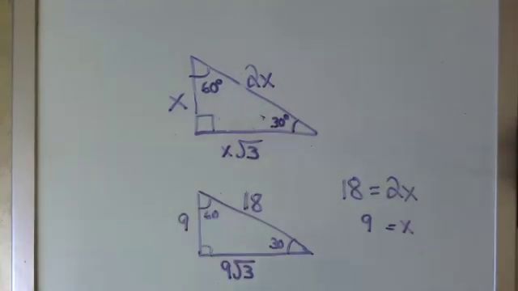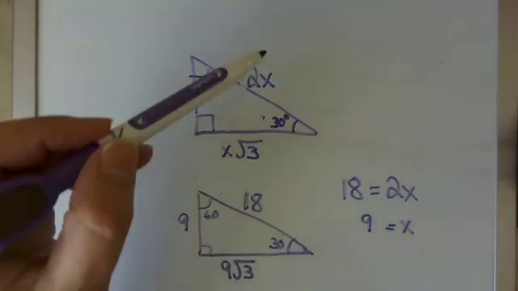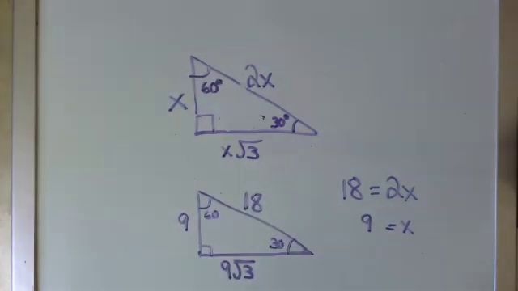And if you want to geek out, go ahead and apply the Pythagorean theorem to this and show yourself that it works. Okay, now what happens if we're not given the x or the 2x side, but we're given the x root 3 side?